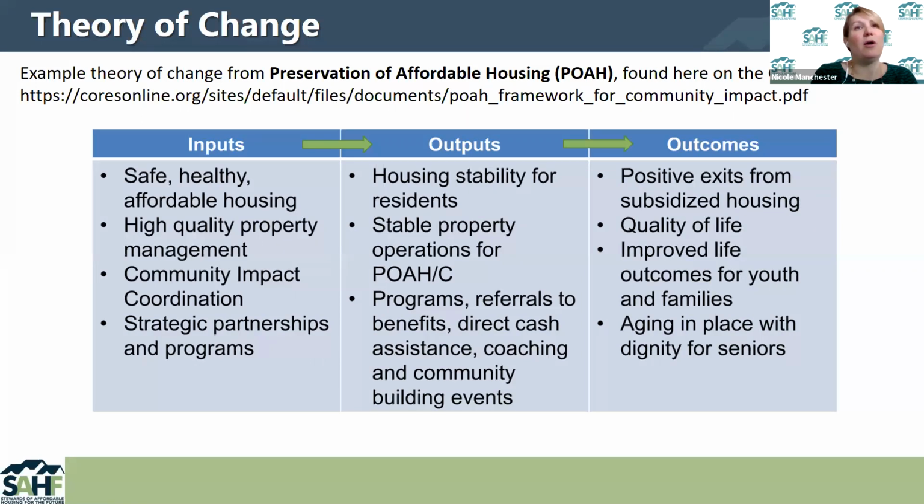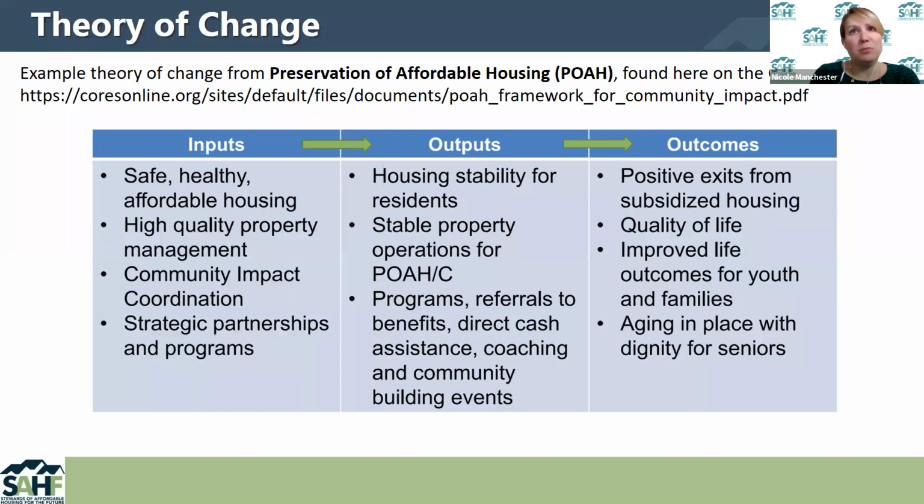The inputs that they have are providing safe, healthy, affordable housing, having high quality property management, community impact coordination, which is what they call their resident services program, and then strategic partnerships and programs. These will lead, in a more short-term way, to housing stability, which is the fundamental piece of this, stable property operations for POA, and then the immediate outputs of making referrals, providing assistance, coaching, and leading events.